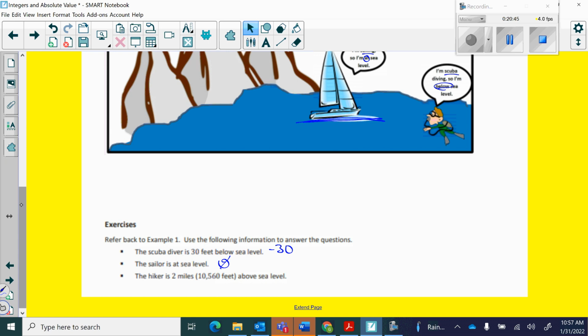And the hiker is 2 miles or 10,560 feet above sea level. There's actually two I could use, right? I could say he's 2 miles or 10,560 feet. Either one of those would work.